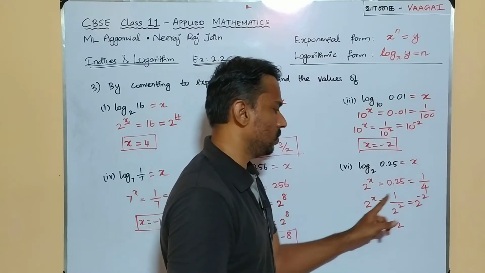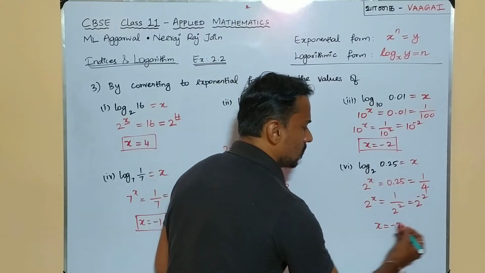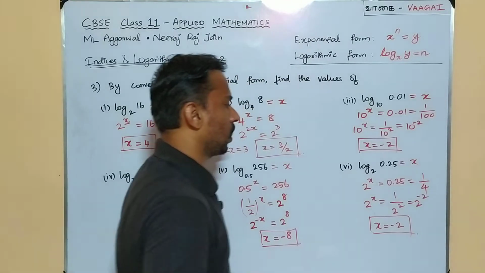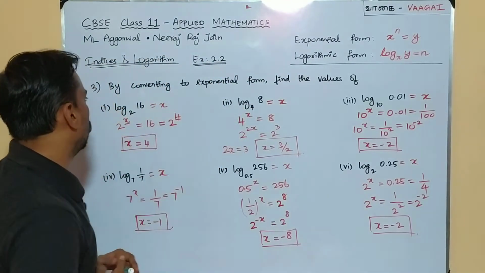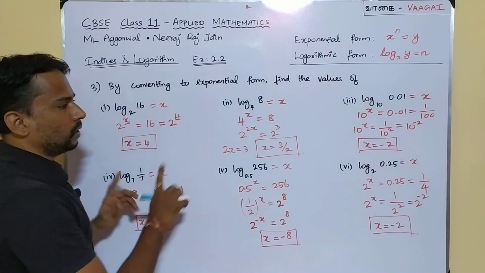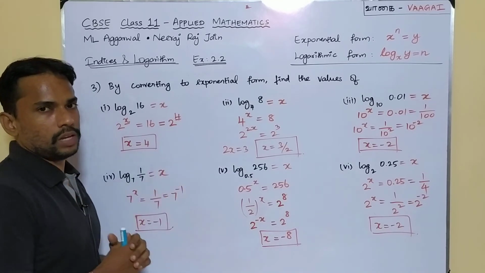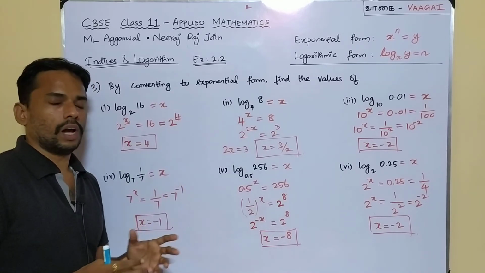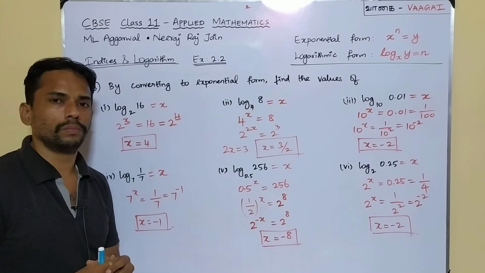2 power x equals 2 power minus 2. We are equating the powers, so we get x is equal to minus 2, and that's the answer for our sixth subdivision of this third question. So here again we completed all 6 problems under question number 3. I hope you are able to understand this. Next we'll follow the next problem.